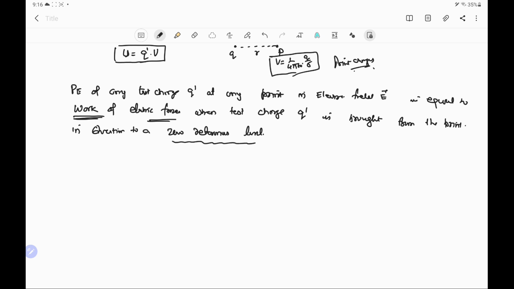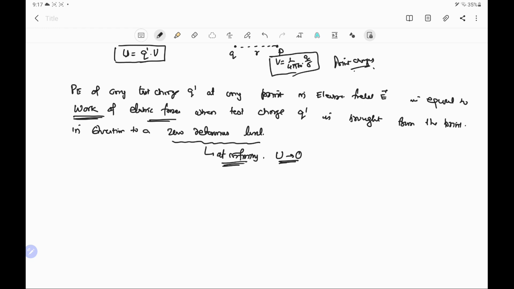This zero reference level normally may be taken at infinity, where the potential energy is considered as 0. In general it is taken so, but as per convenience we can choose another reference level. If this is the work done by the electric force, and we give the definition in terms of the external force, then we have to change the definition and say that the potential energy of any test charge Q' at any point in an electric field is equal to the work done by the external force when the test charge is brought from the reference level to that point in the electric field.